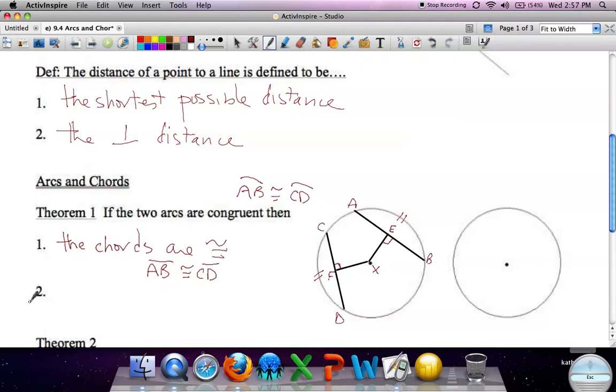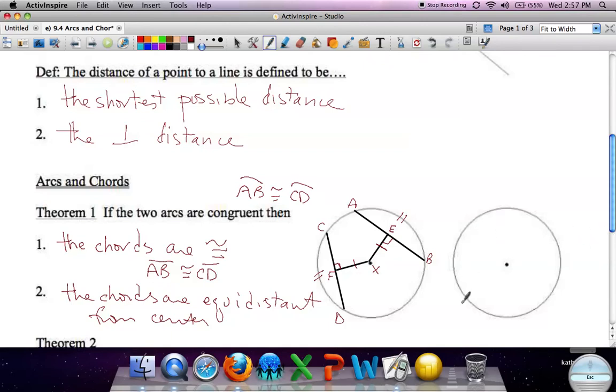The other thing that's true is that they're equidistant from the center. So the chords are equidistant from the center. So that would mean that the distance from XF is going to be the same as the distance from XE.